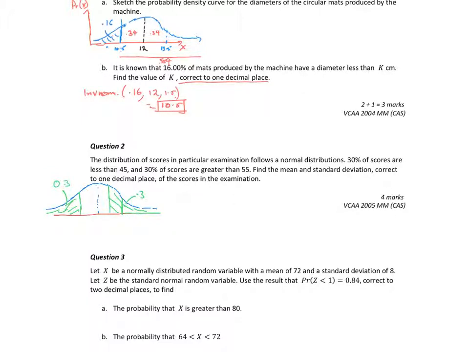So because our normal distribution is symmetrical, I know that my mean has to be in the middle. So if that value there is 45 and that value there is 55, because either side is 0.3, my mean is going to be 45 plus 55 over 2, which is equal to 50, which hopefully kind of makes sense. Yeah? So there's the mean of my distribution.